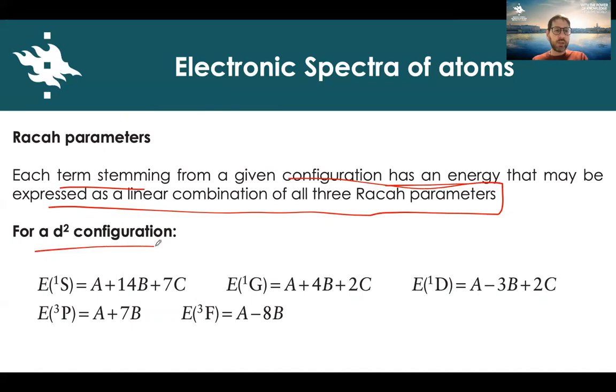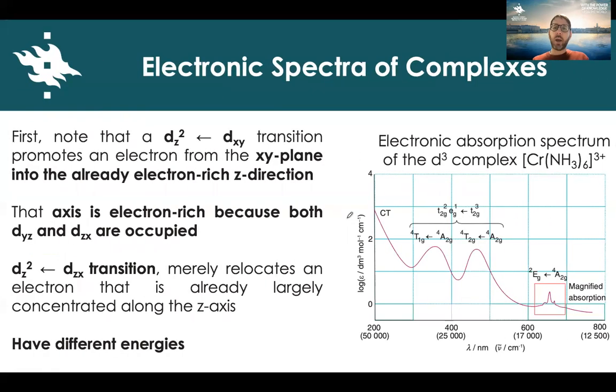So for example, for the d2 configuration, we have the different terms, and the energies of these terms are expressed as linear combinations of two or all Racah parameters that describe these electron-electron repulsions. So if we go back and take a look at the electronic spectrum of the complex, here in this case chromium 3+, that is a d3 complex.